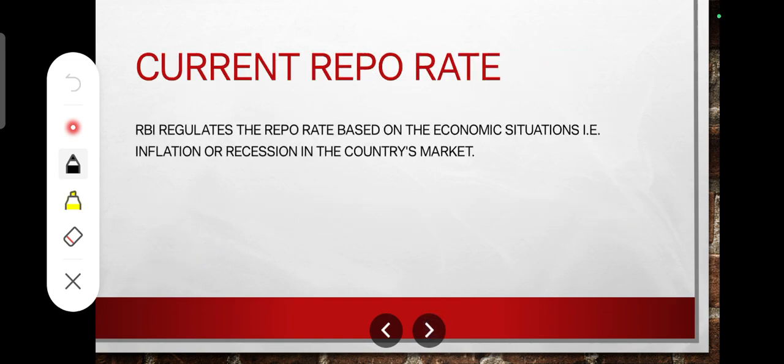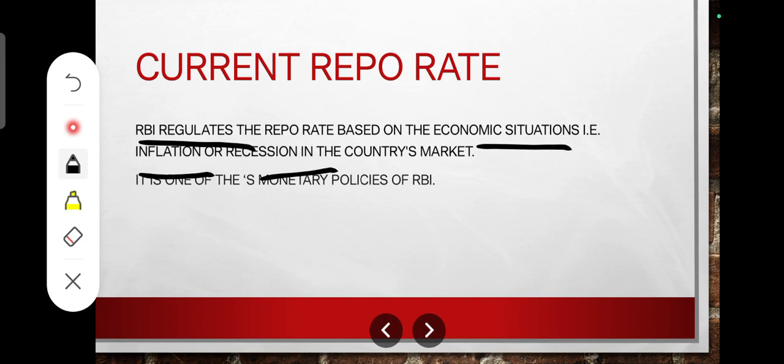These days the repo rates are always changing. So what is the current repo rate and how is it determined? It is the Reserve Bank of India which regulates the repo rate and tries to control it based upon the economic condition. Sometimes in the country there is inflation, sometimes there is recession. So based upon that, the repo rates are fixed. This is called one of the monetary policy tools of the Reserve Bank of India also.